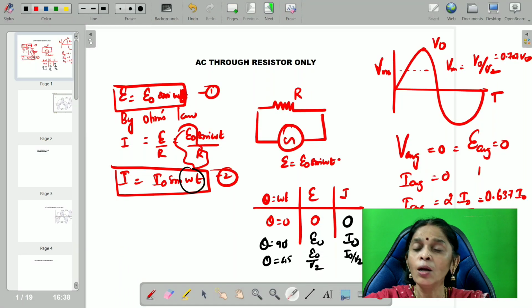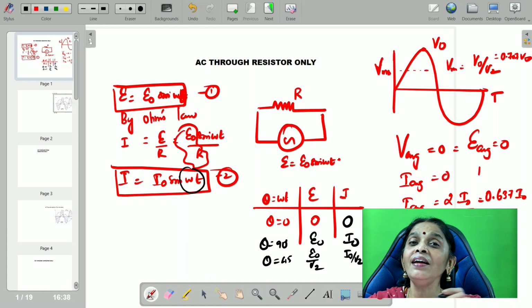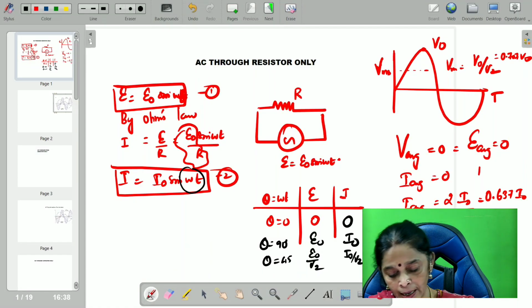Both are traveling with the same track, same phase. When E is 0, I is 0. When E is attaining maximum, I is also attaining maximum. So therefore, what can we conclude? Is there any phase difference between E and I?